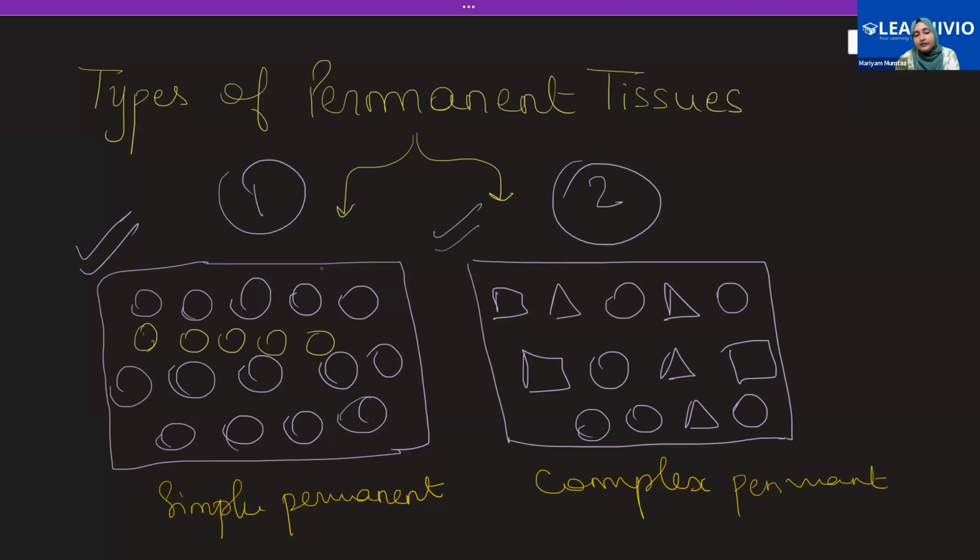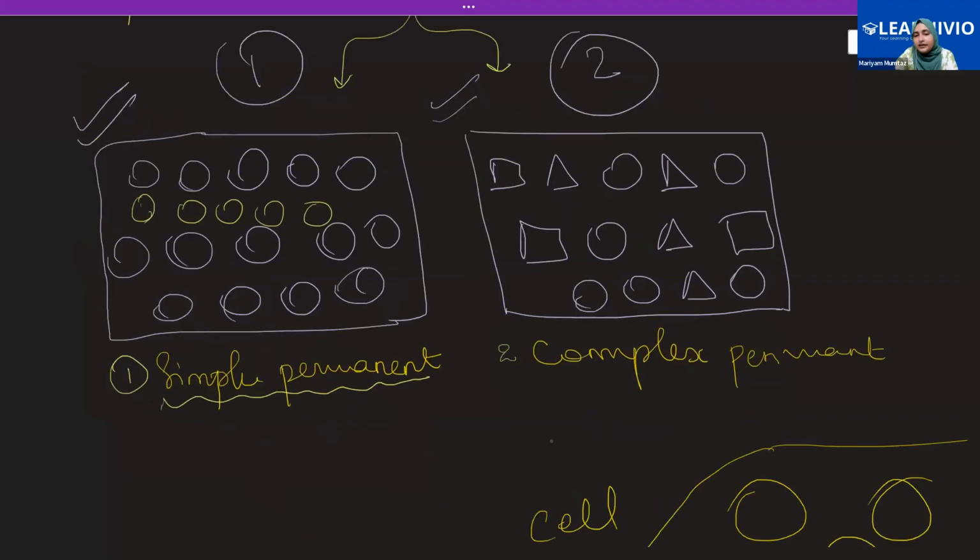The first one is the example of simple permanent tissue, and the second one is the example of complex permanent tissue. Simple permanent tissues are the ones that have just one type of cells. They are made up of only one type of cells. Whereas the complex permanent tissues are made up of different types of cells. It's their composition that is the major difference. Clear?